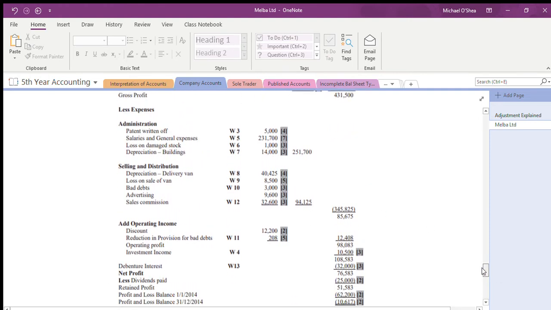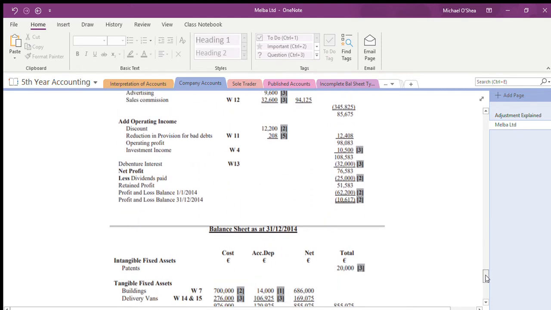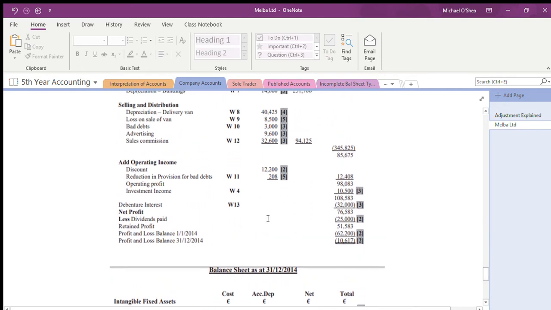The only difference between it is that instead of just listing admin and selling and distribution, operating income and listing cost of sales, you're just showing the breakdown. But if you think back and compare the two, they're the exact same format. So again, you have your investment income and your debenture interest. Take away your dividends. This is the subtotal, and then you take your profit and loss from last year.